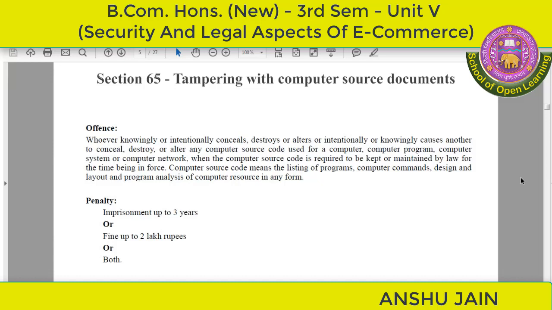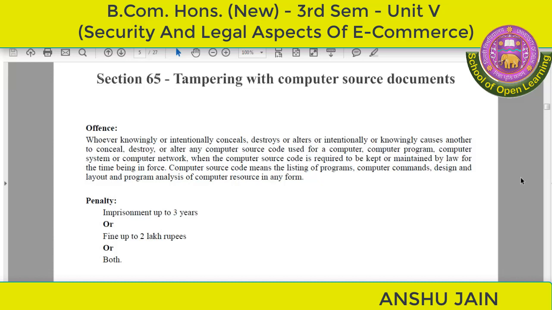Now the person who ever knowingly or intentionally conceals, destroys, alters, or intentionally knowingly causes another to conceal, destroy, or alter any computer source code used for a computer program, computer system, or network, when the computer source code is required to be kept or maintained by law for the time being enforced. The computer source code means the listing of programs, computer commands, design, layout, program analysis of computer resources, in any form.